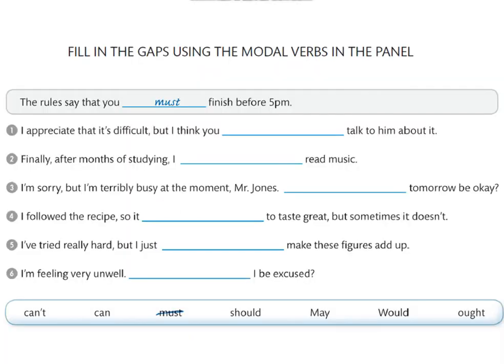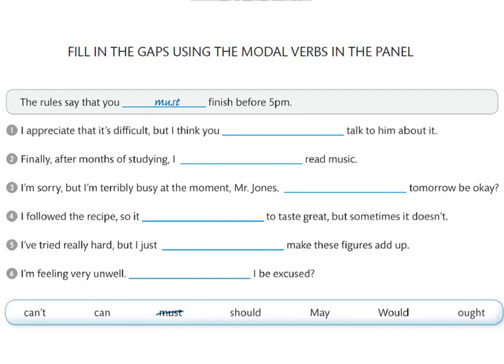Let's fill in the gaps now using the modal verbs in the panel. We have can't, can, must, should, may, would, ought. The rules say that you must finish before 5 p.m.